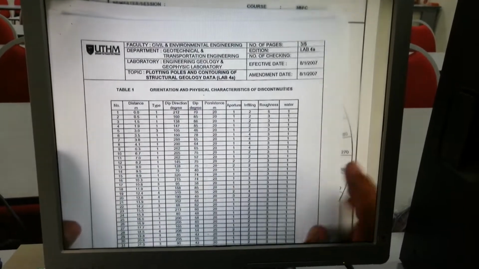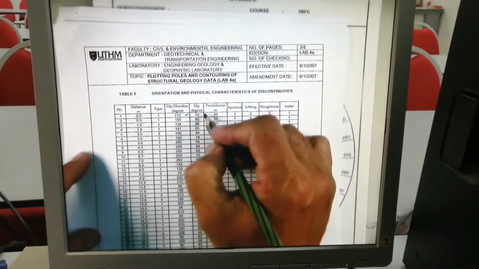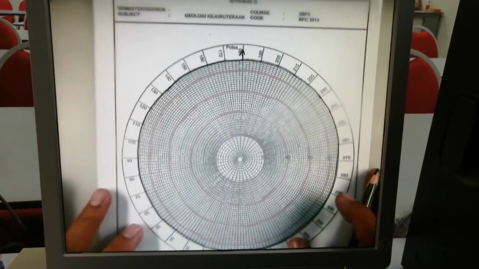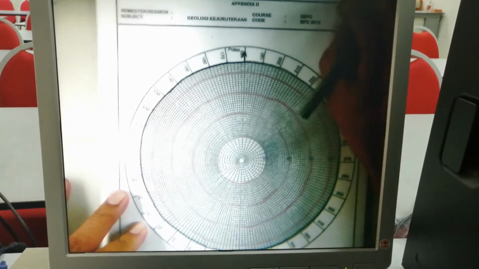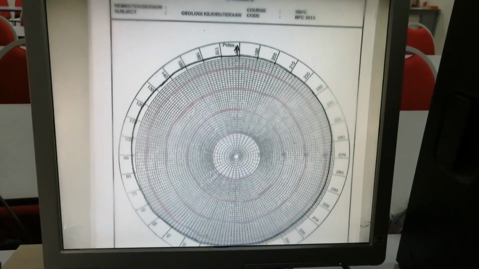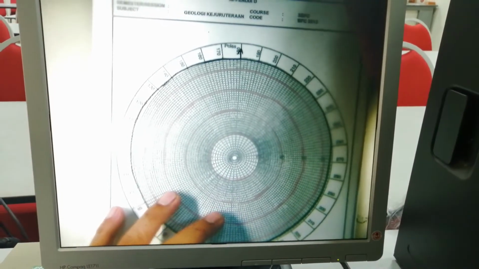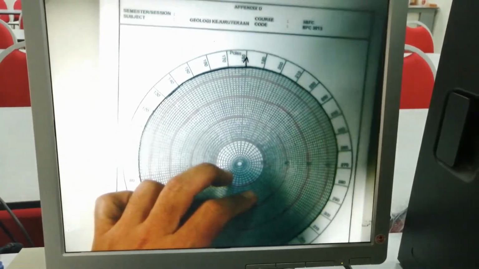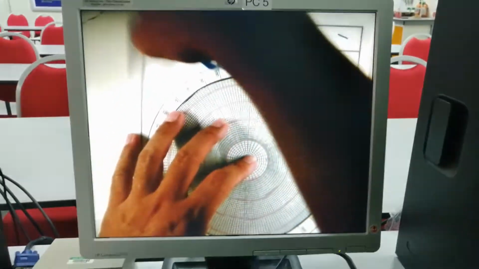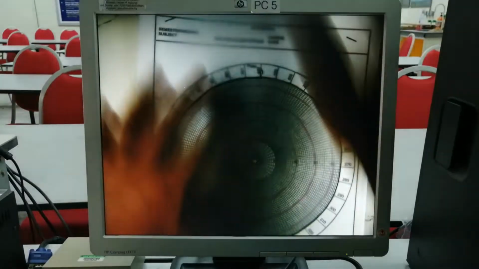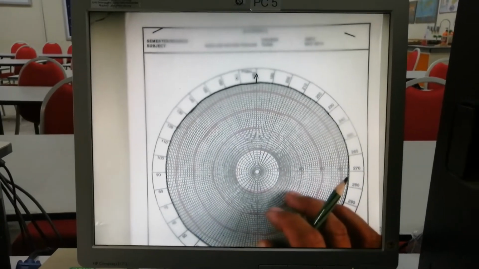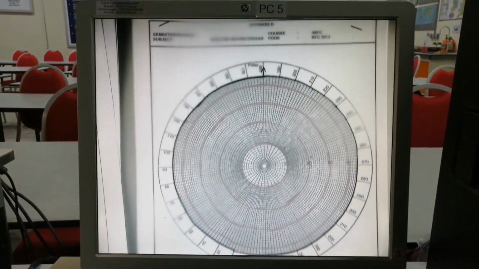Your first data is 212 dip direction and dip angle is 70 degrees. Okay, it's good, you have to clip your paper. Then you can start to draw your pole.